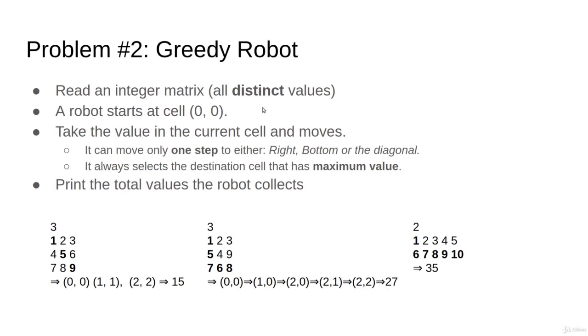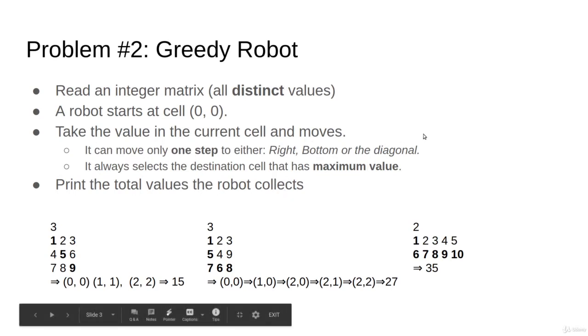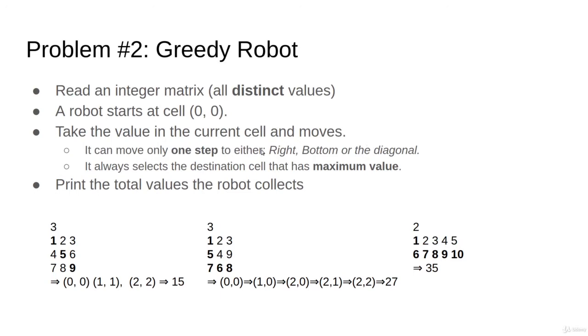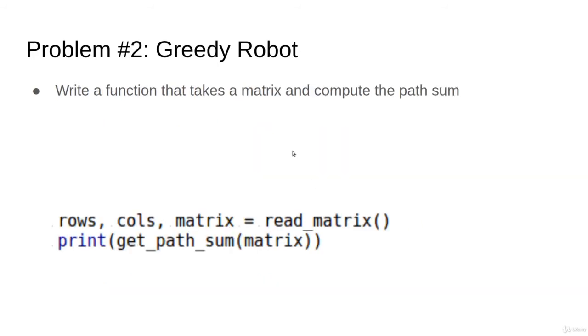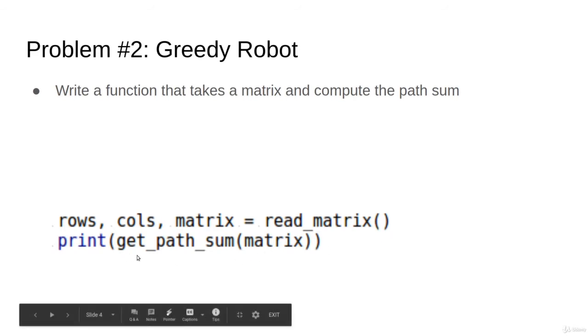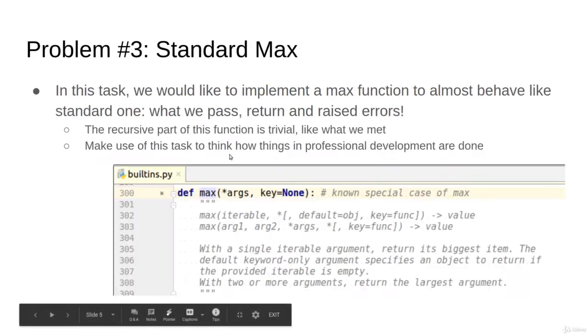In the second task, we will do a grid report. We did this task already before in the nested list task. So it's exactly what we explained before. There is a robot that can go only to the right or the bottom or the diagonal, and in each step it takes the maximum value. But this time we're going to implement this code using a recursive function. We are going to read the matrix, and then we are going to call a recursive function getPathSum with matrix, which is going to return for us the total path that the grid robot will take.